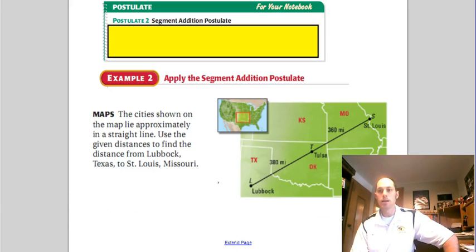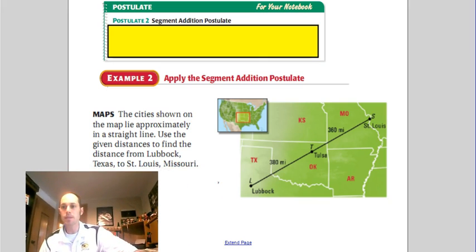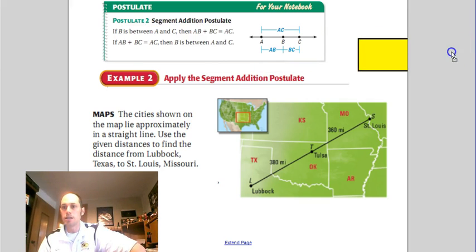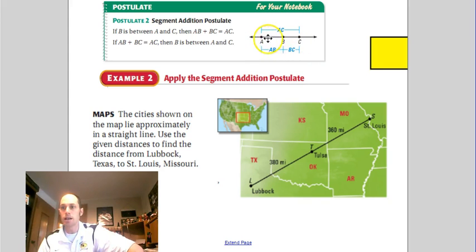Next, let's apply what we know about segment addition and use what's known as the segment addition postulate. Basically, the definition is: if I have a point between two other points on the line, I can just add up their segments to give me the full segment length. So for instance, to find the length of AC, I can just add up segment AB and segment BC.